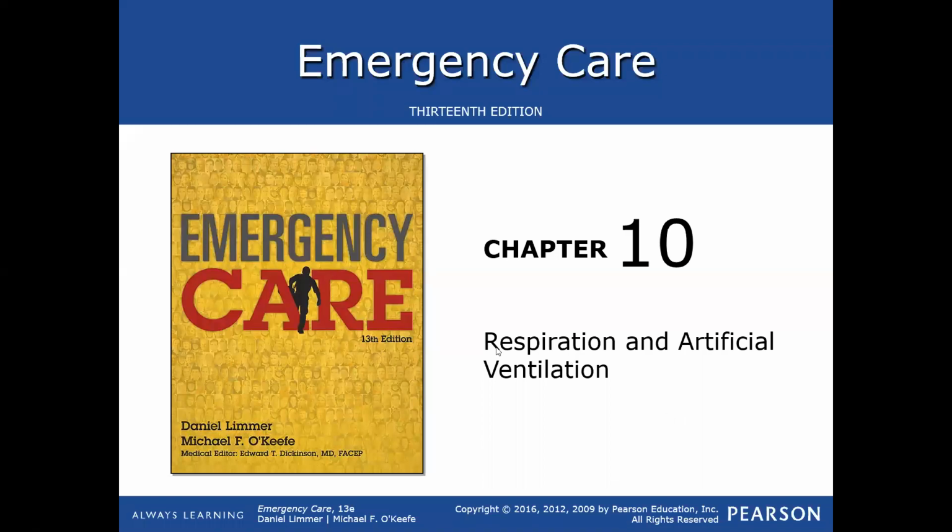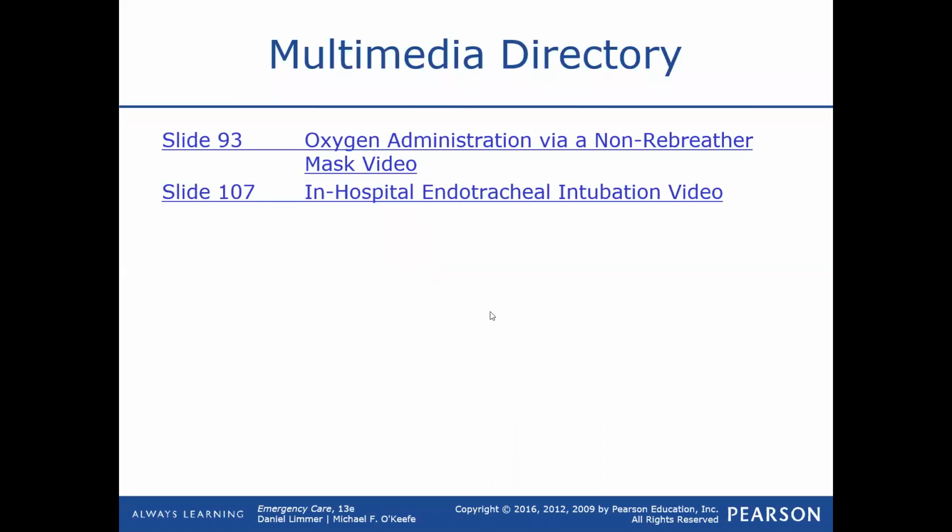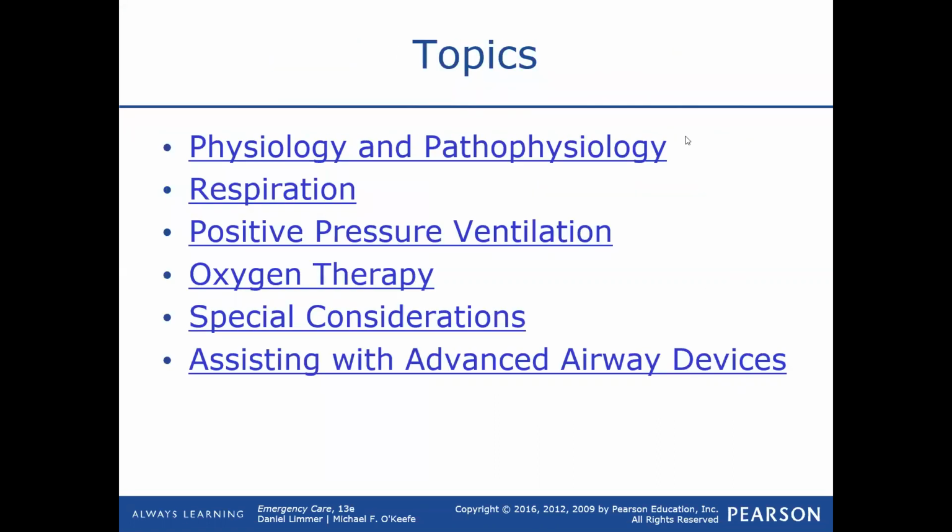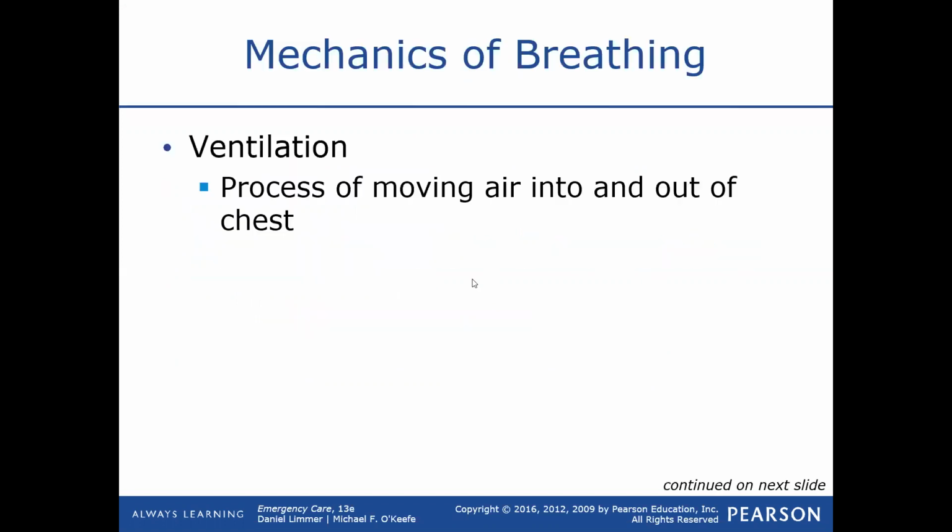All right, chapter 10, respiration and artificial ventilation. Some of this is going to be a little bit of an overlap with the last two chapters that we did, so we'll probably breeze over that. But today in this section, we're going to talk about physiology and pathophysiology, which we already touched on some of that. Respiration, positive pressure ventilation, oxygen therapy, special considerations, and assisting with advanced airway devices.